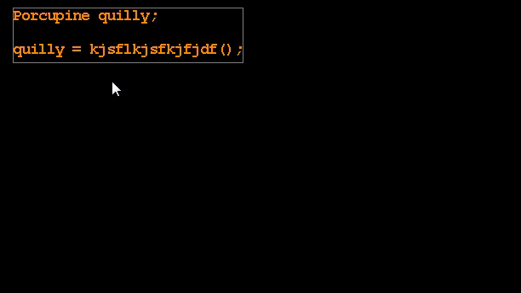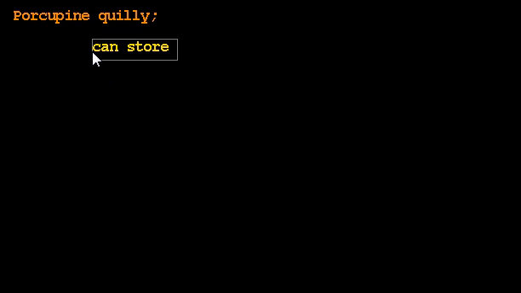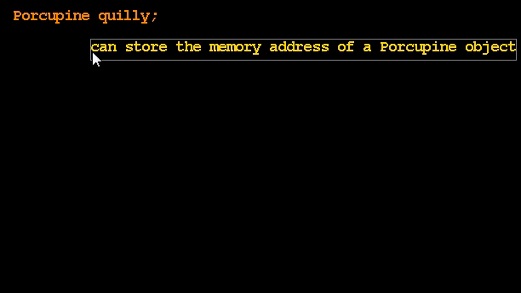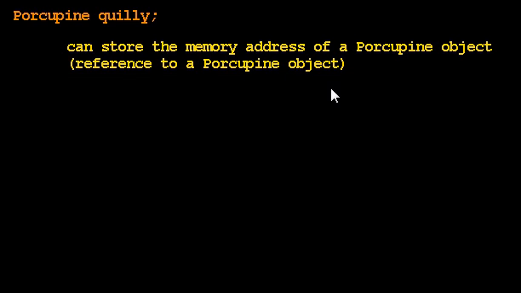So what can we store in quilly? Well, we can store the memory address of a porcupine object, right? Or a reference to a porcupine object. Those are really equivalent ways of thinking about it. But there's one other thing I can store in it, and that is the null value.